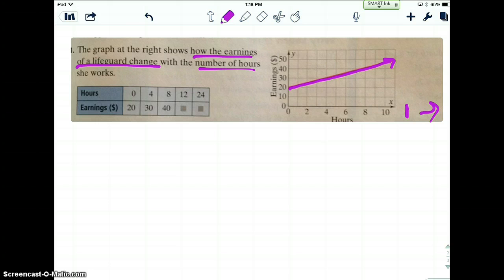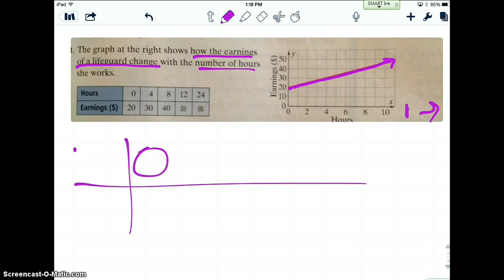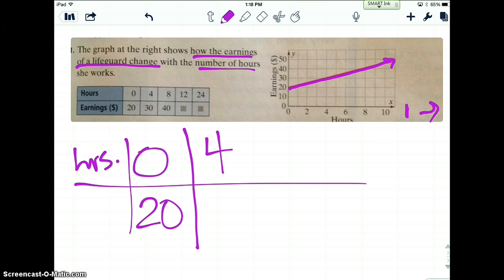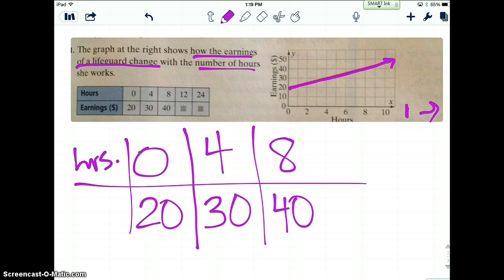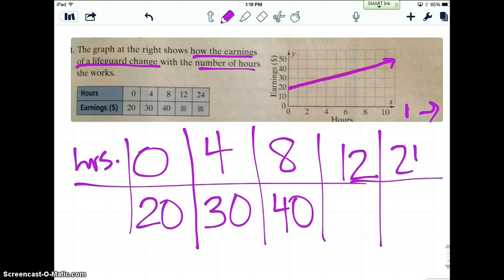So I go from 0 to 20. So I'm going to rewrite the table. So 0 for my hours, and I earned 20 bucks. Wow, I get 20 just for coming to be a lifeguard. Once I get there, I get 20 bucks. 4 hours, I made 30 bucks. 8 hours, I made 40 bucks. Okay. Then it goes to 12. And then it goes to 24.